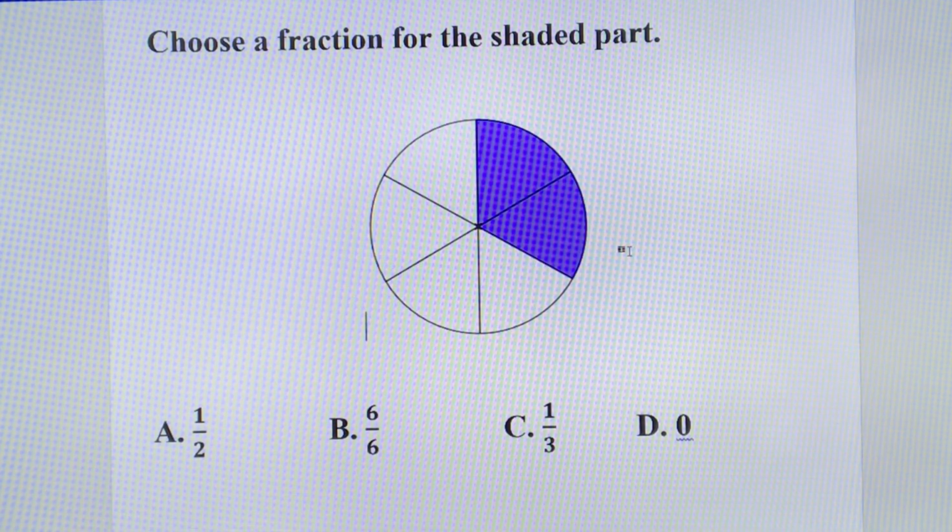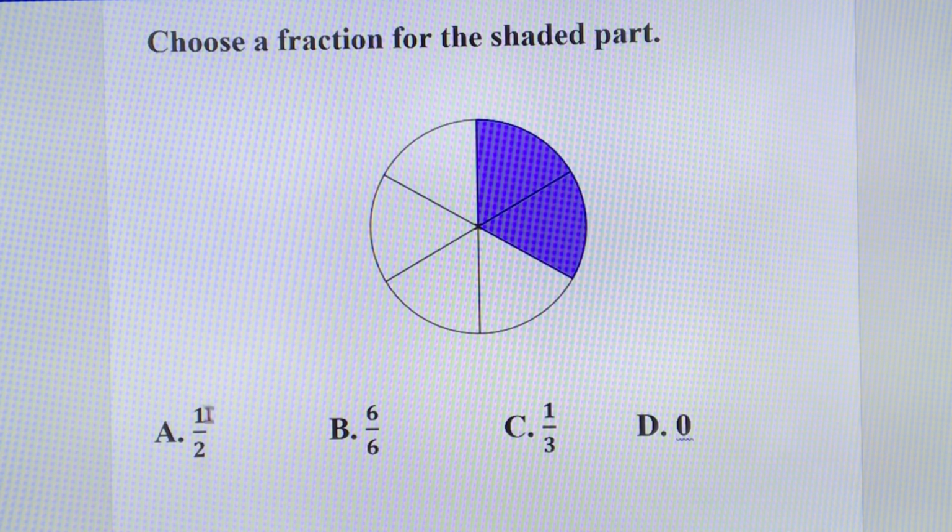The problem says to choose a fraction for the shaded part. And we have a circle that has 6 pieces, and 2 of the pieces are shaded with lavender. And my initial reaction is, okay, it's 2 over 6. That's the fraction for the shaded part. But 2 over 6 is not one of my choices. So I'm going to go through and use the process of elimination to get rid of all the answers that don't make sense. And hopefully I'm left with just one that does make sense.